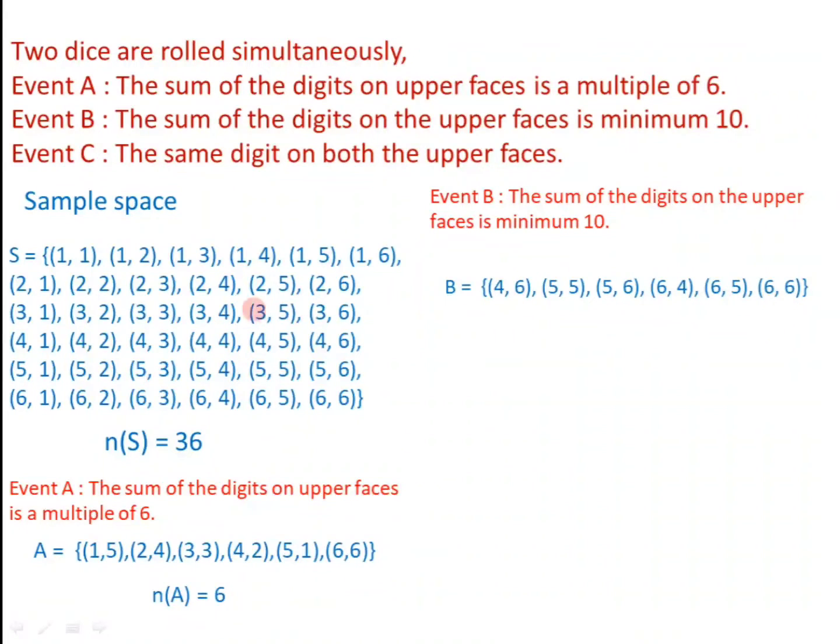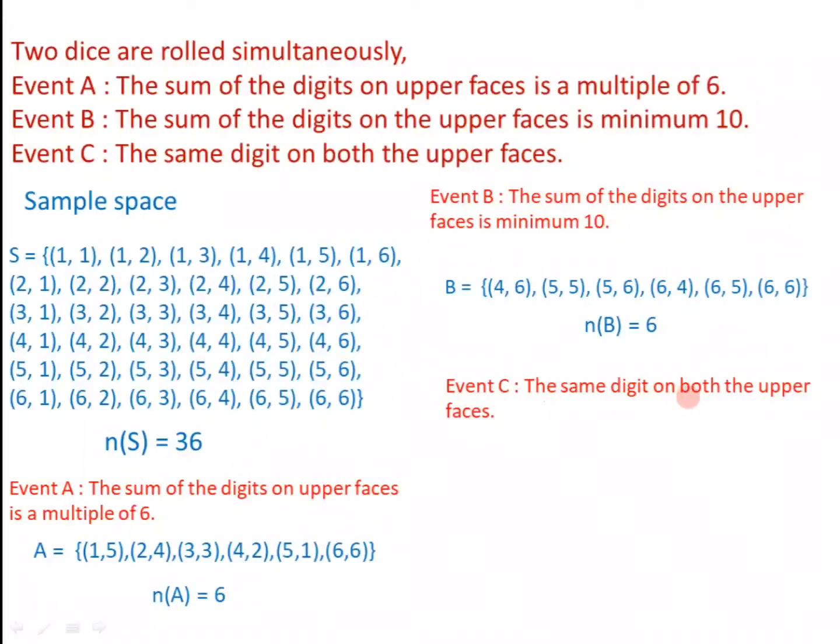So these are the only elements from these 36 sample points which satisfy the given condition. That means the sum of these digits is 10 or more than that. So there are 6 sample points in this set. That's why n of B is equal to 6.